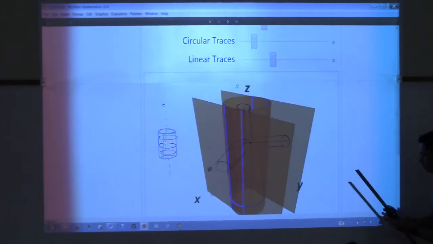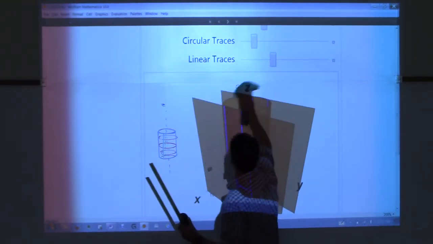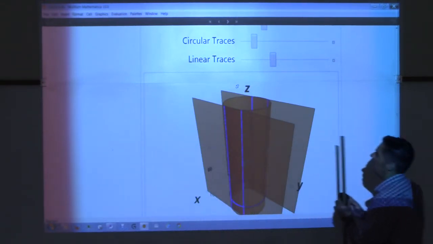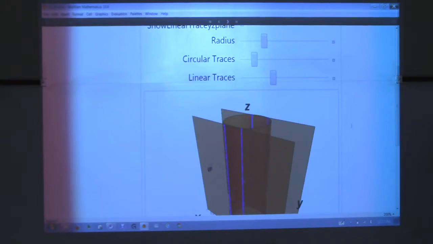Whoa. This is basically everything I just did, but it's too big to look at, so let's zoom this out.